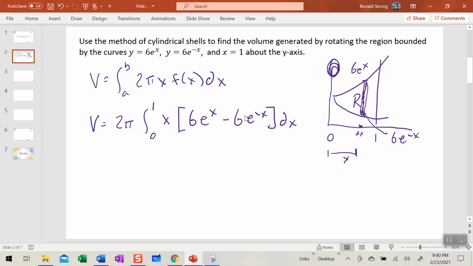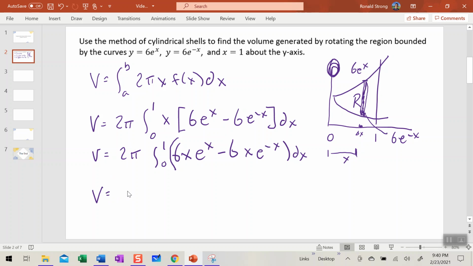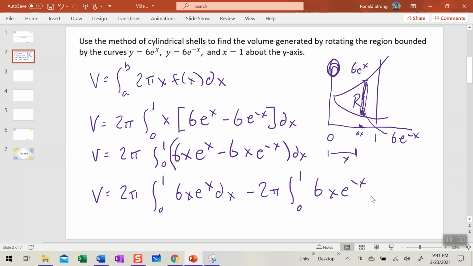That's the basic integral. We now need to multiply through the x. So volume is 2 pi times the integral of, let's put 6 out here, 6x e to the x minus 6x e to the negative x dx. It should become apparent at this point that we're going to have to use integration by parts to integrate this. So I'm going to break this into two separate integration problems. Volume is equal to 2 pi times the integral from 0 to 1 of 6x e to the x dx minus 2 pi times the integral from 0 to 1 of 6x e to the negative x dx.